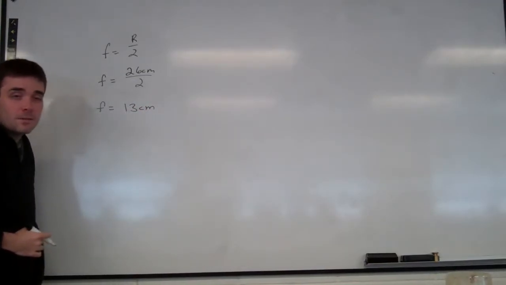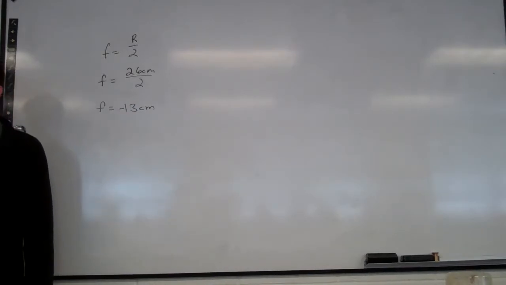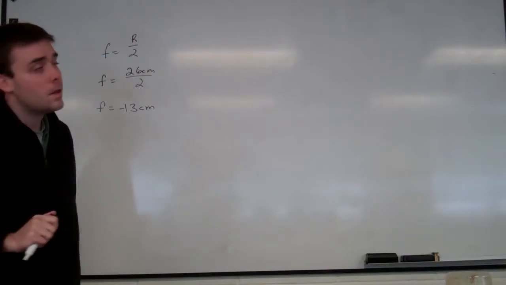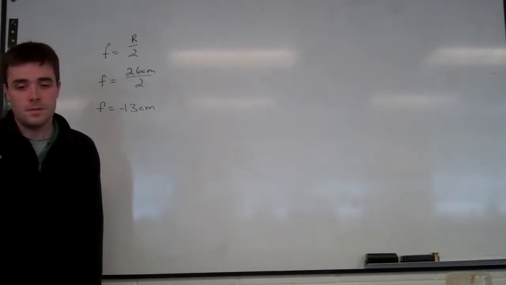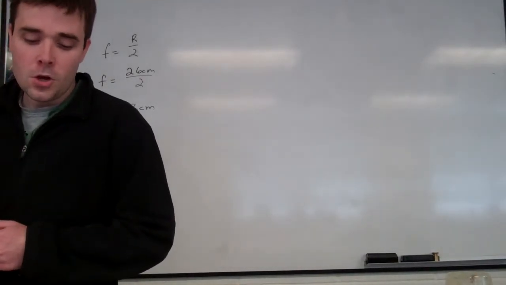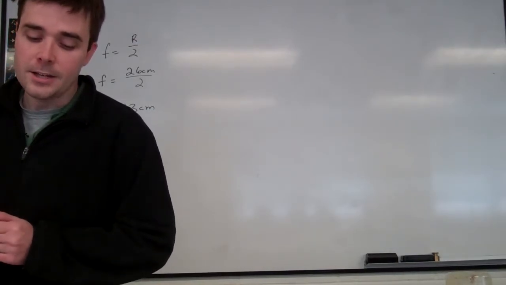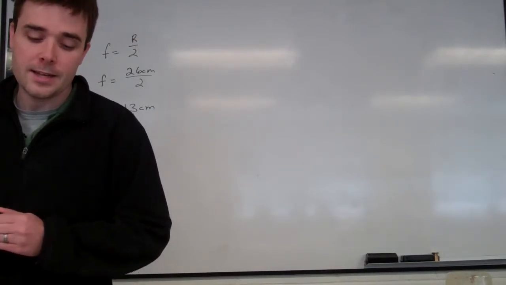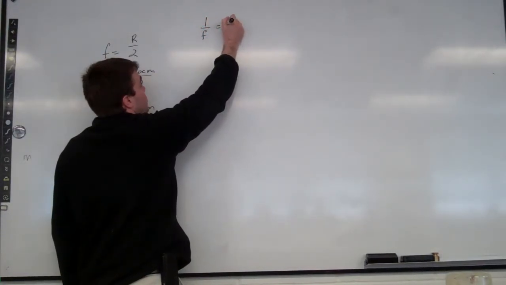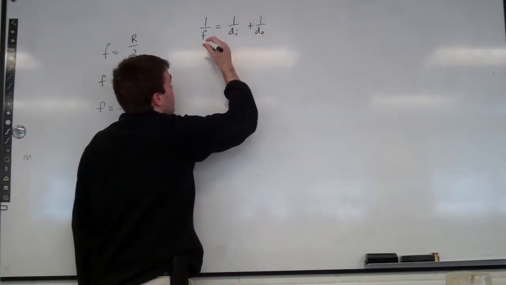Should that be positive or negative? Negative, why? Because it's a convex mirror. Okay. So we're gonna have to use the 1 over f equation because we're looking for hi. We don't have magnification and we don't have di, so we can't do anything to find hi yet. And do 1 over f equals 1 over di plus 1 over do.